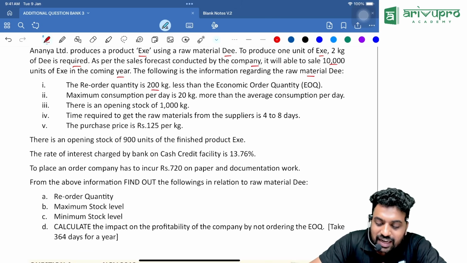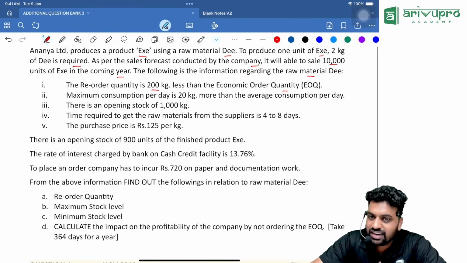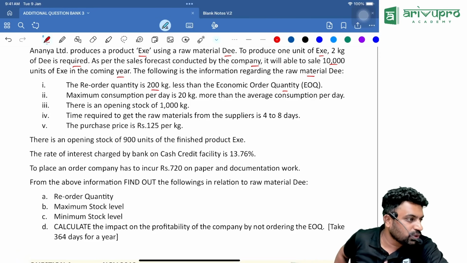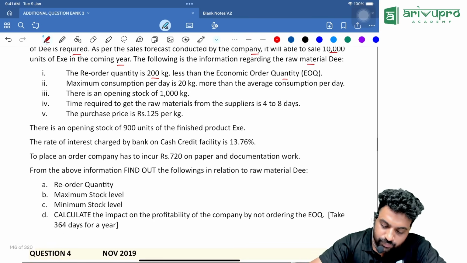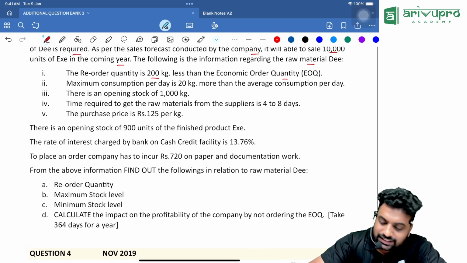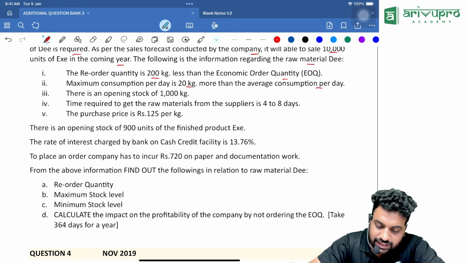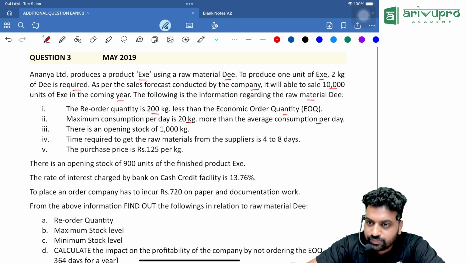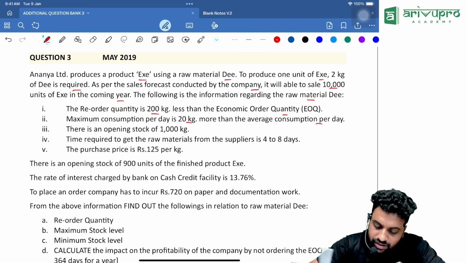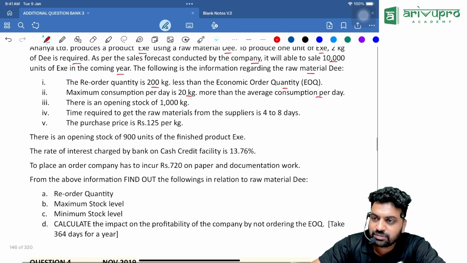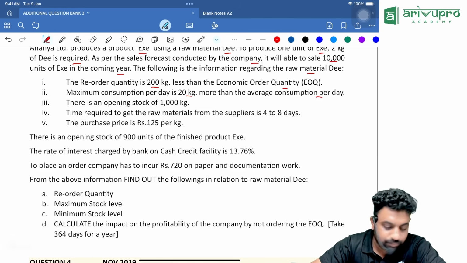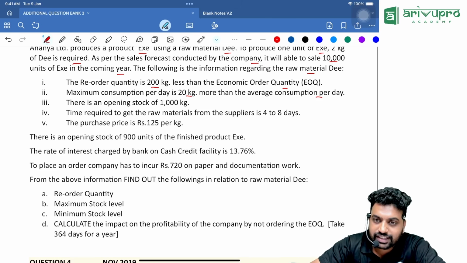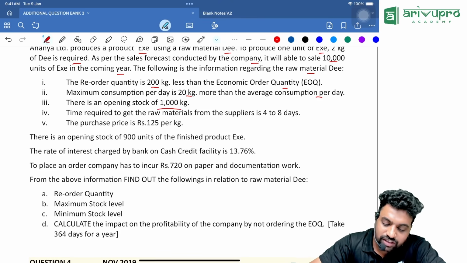Reorder quantity is 200 kg less than the EOQ. So you will calculate EOQ minus 200, and you will get the ROQ. Maximum consumption per day is 20 kg more than the average consumption per day. You will get to know how much you are going to consume. Of course, 20,000 is what we are going to consume. Divided by the number of days, you will get the average consumption. For that, you are going to add 20. Now listen, concentrate. Opening stock 1000 kg.